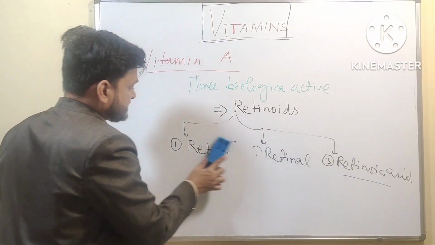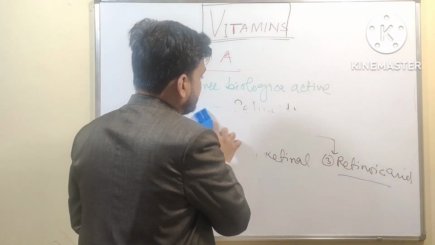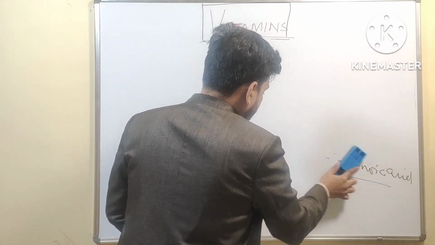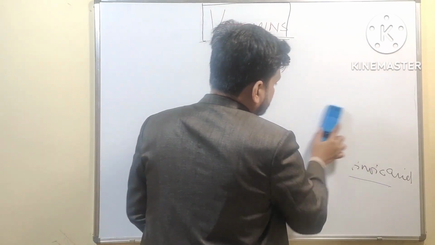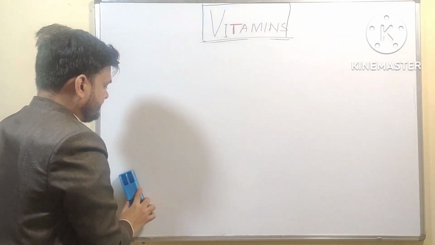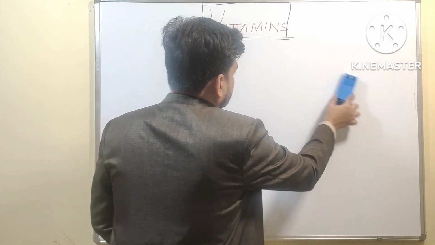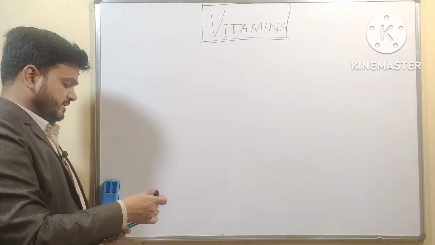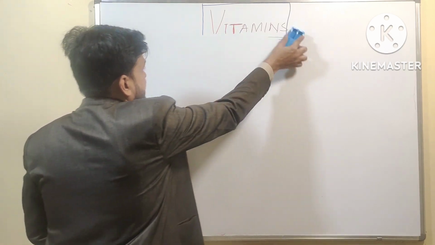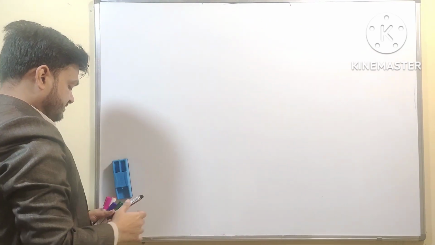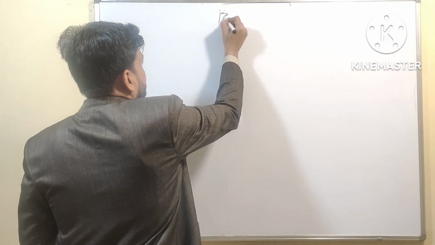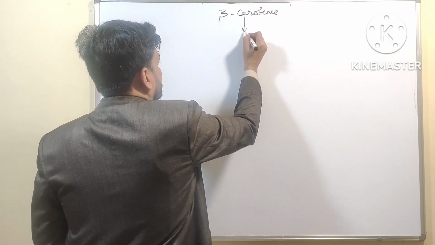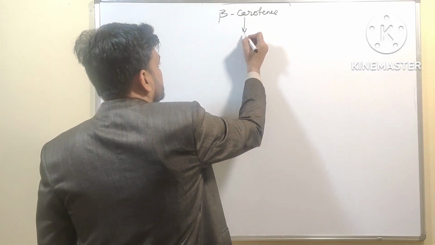Now coming to the next part, that is how they get absorbed and transported within the human body. First of all, we eat it in the beta carotene form. When we ingest it, it goes into the intestine, from where the absorption obviously occurs.